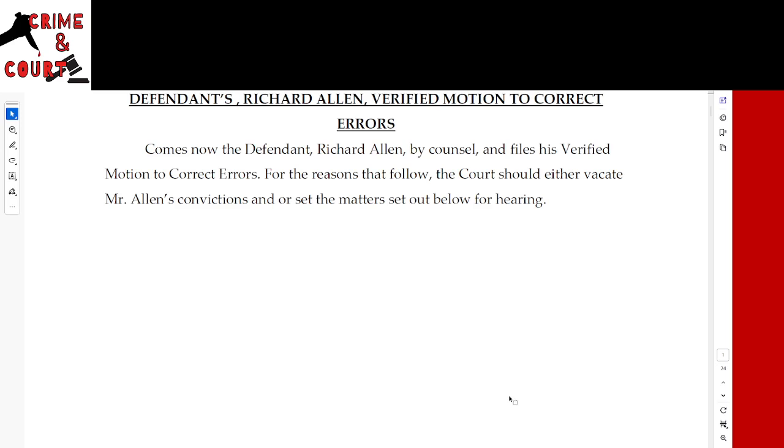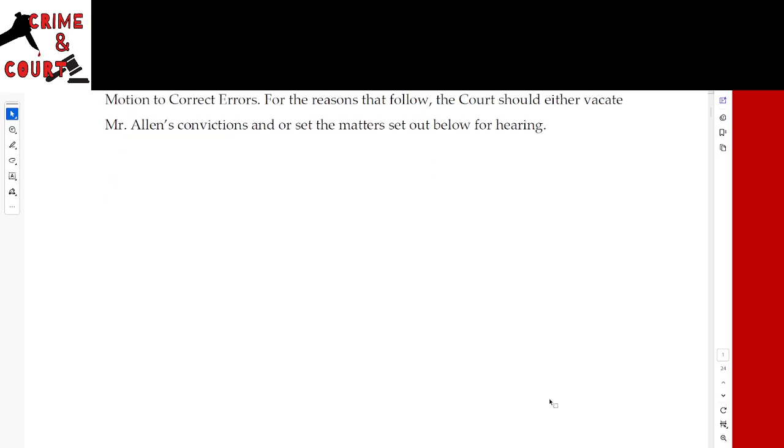So they want a hearing, or you need to vacate his conviction altogether, which is actually the proper remedy in this case for what they're about to lay out. But she's probably just going to deny it because she's corrupt as hell.